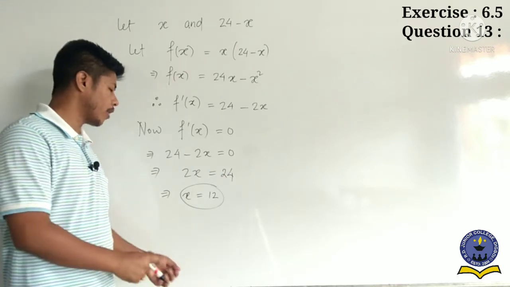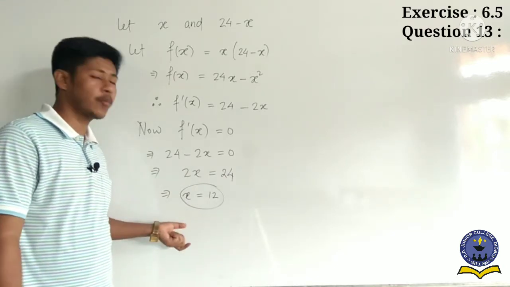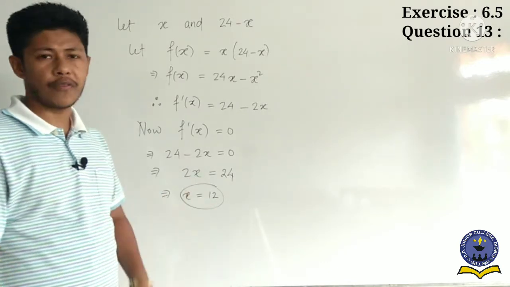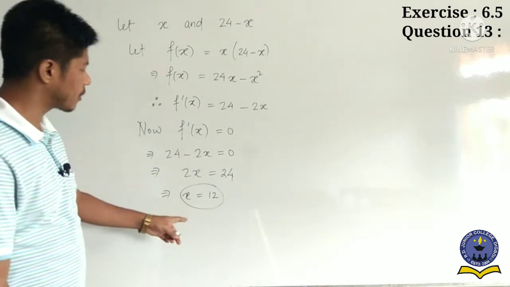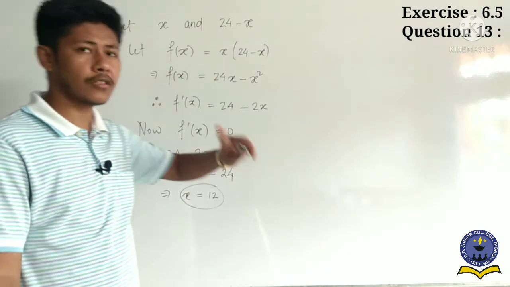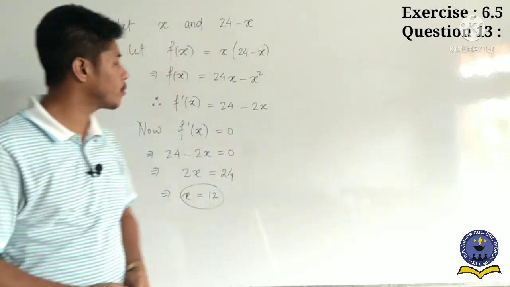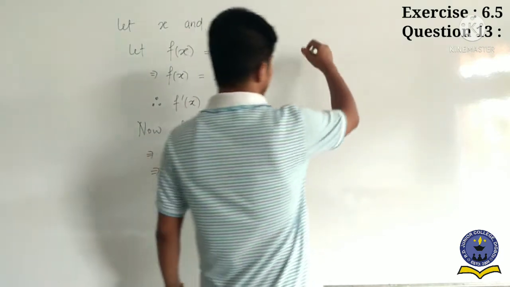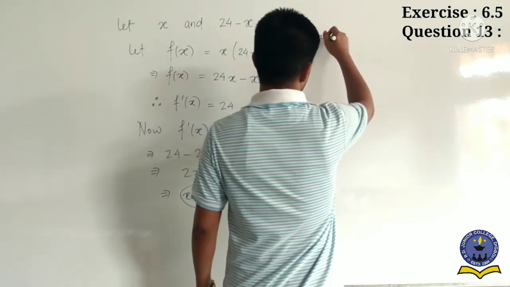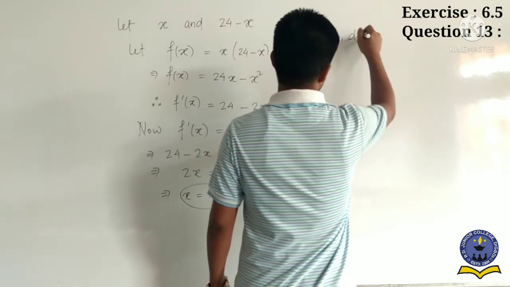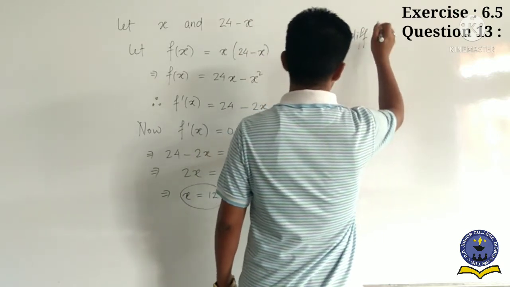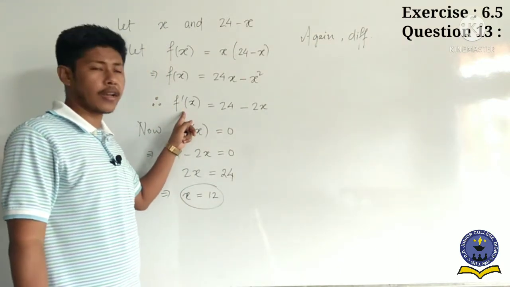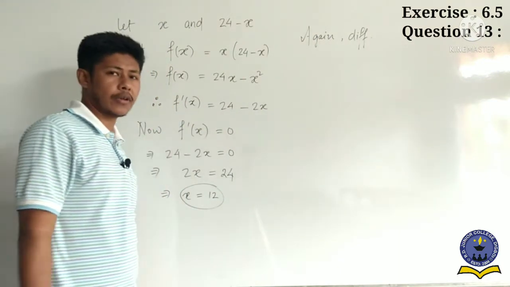If the critical point is 12, we don't know whether at this critical point we get a maximum or minimum. So first of all, we have to verify this result. For verification, since it is an algebraic function, we can easily apply the second derivative method, isn't it? So we have to differentiate the result again. Differentiating with respect to x, f dash of x equals 24 minus 2x.